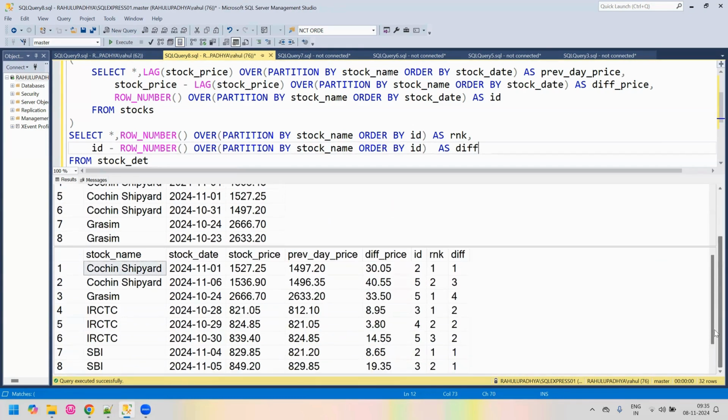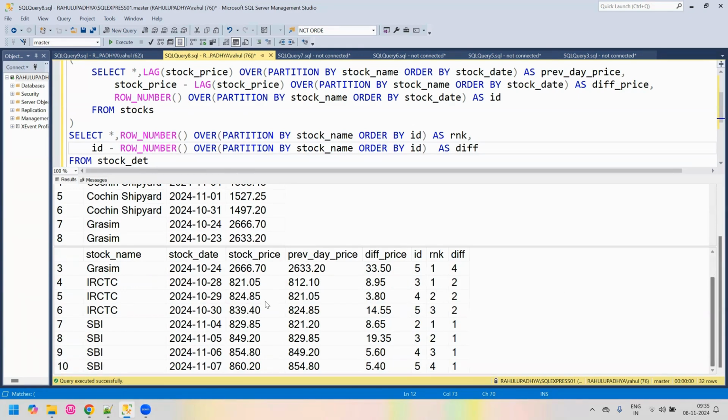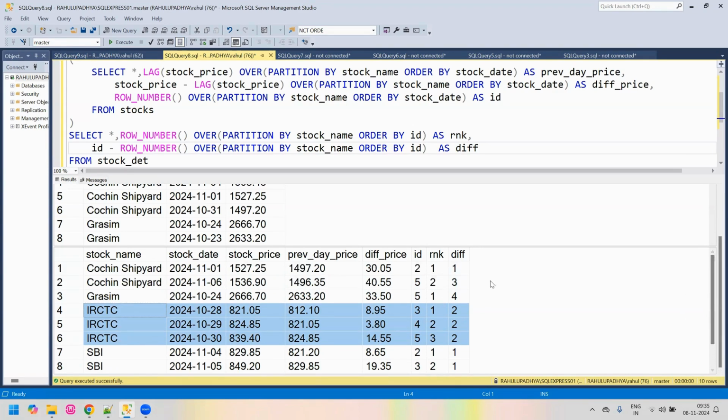So we have identified the difference now. The part that is pending is we have to keep only those entries where the same difference is occurring 3 or more times. And it is possible that we might get the same value for two stocks. Like the difference value might be the same as the ranking is different. Like the ranking will start separately for each of the stock.